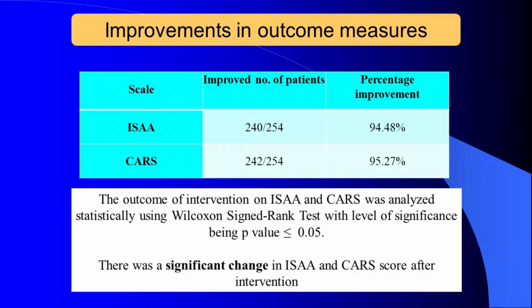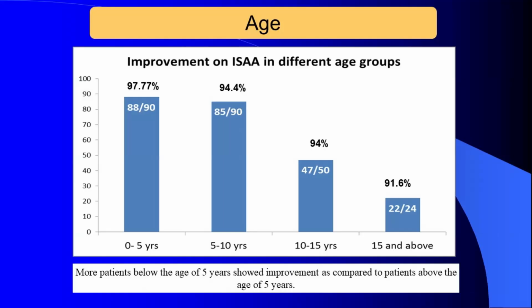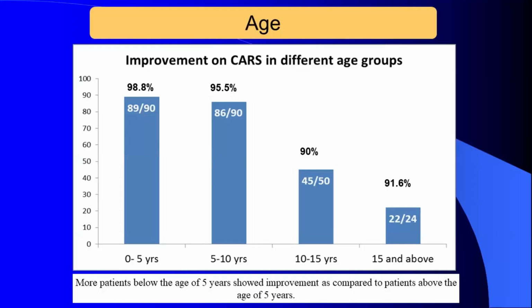in these scales. Now here's something interesting. The results depended on age. So those kids who are less than 5 years, we had a 97% success rate. Between 5 to 10, it reduced to 94. Between 10 to 15, 94 again. And 15 and above, it was 91. So the earlier we intervene, the better results we are likely to get. Here again, you can see on CARS scale, again, 98, 95, 90, 91. So you can see that age affects the outcome.